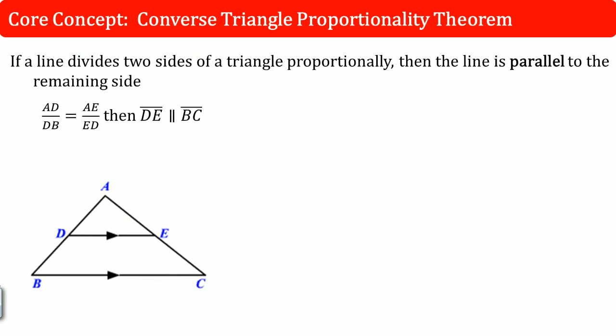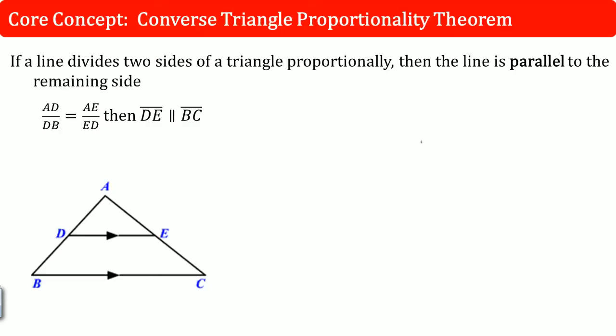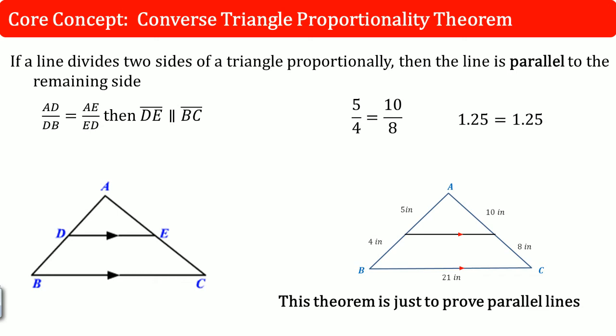Next, we want to look at the converse. Remember how in all the problems before, it states that the lines are already parallel by looking at these symbols? The converse of it is that we can actually prove parallel lines. So as long as the proportions are equal, like 5 over 4 and 10 over 8, as long as the left ratio is equal to the right ratio for the triangle, you can prove parallel lines. All right? It's the converse of that.